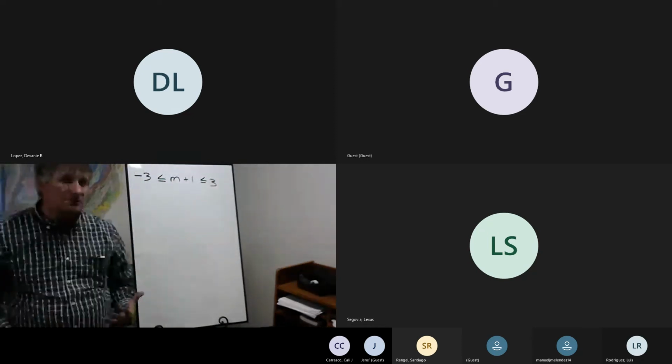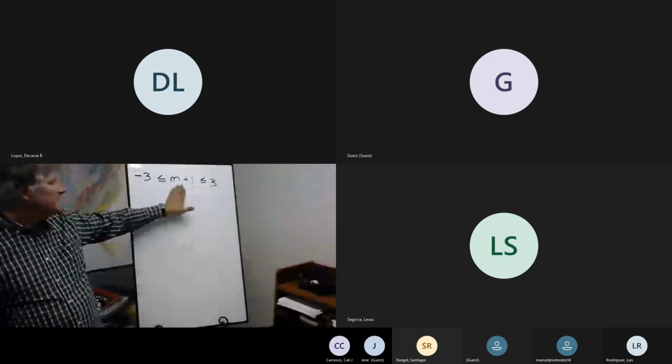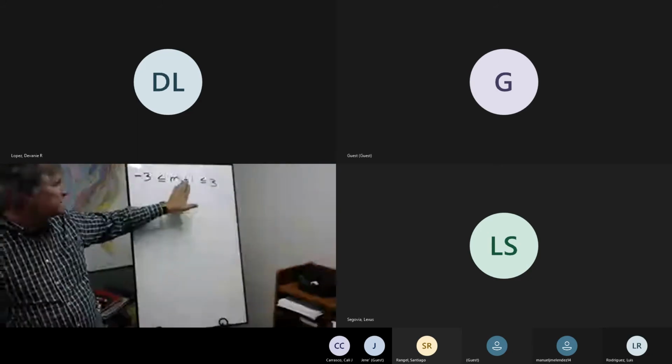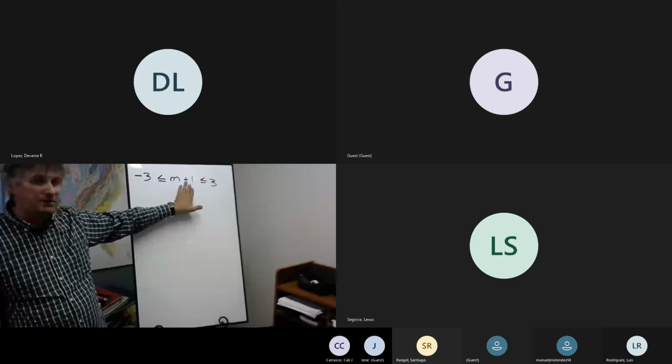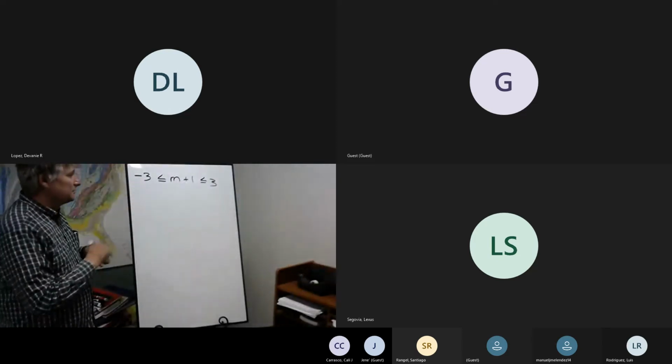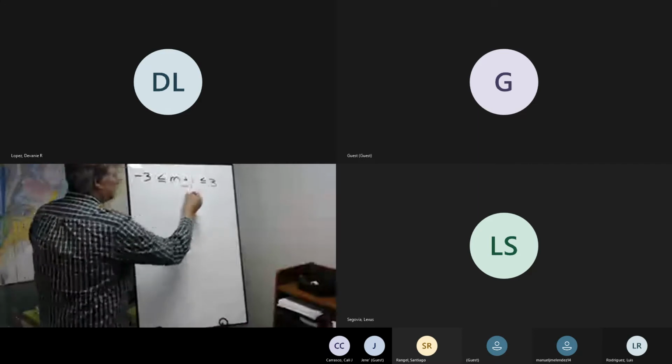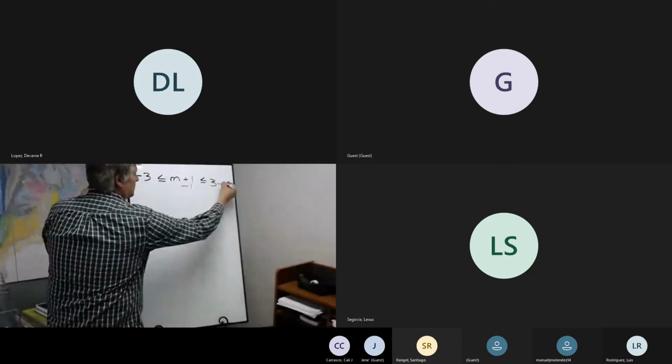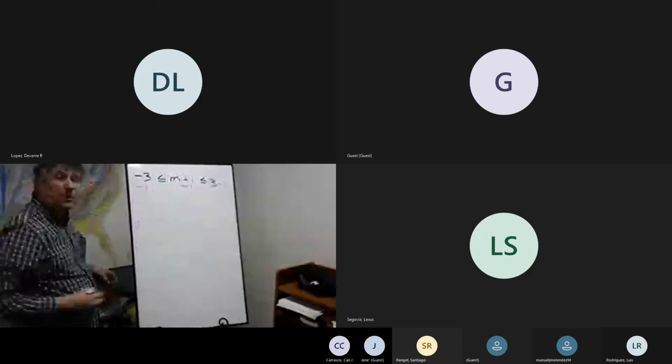Now we're going to try to isolate m, but we're going to isolate it in the middle. And whatever we do to cancel things around m, we have to also do to the sides. So if I want to cancel a 1, then I got to subtract 1 here, subtract 1 there.